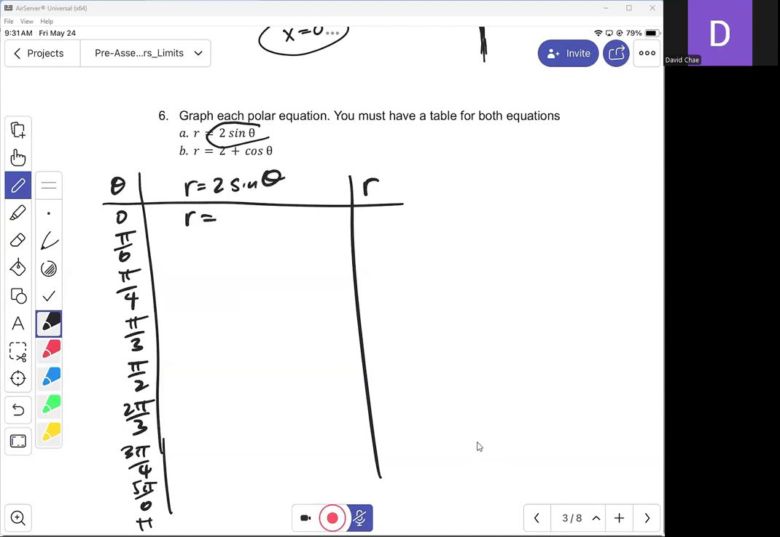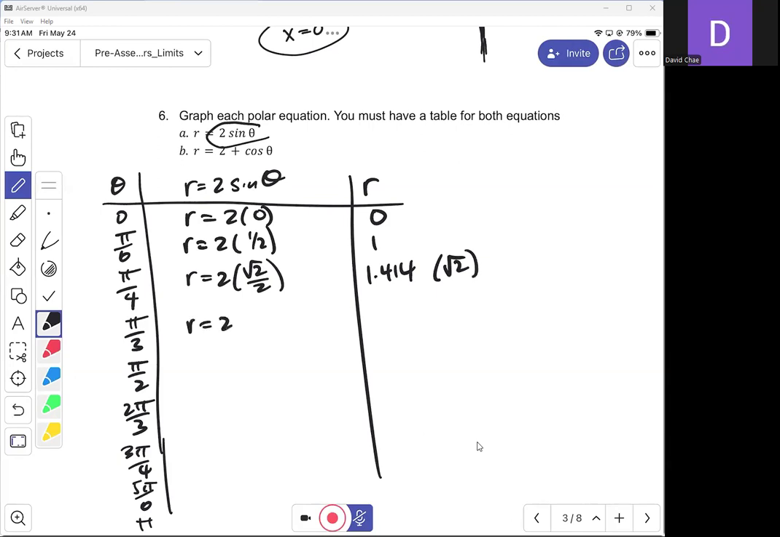So r is equal to 2 times, remember at 0, sine of 0 is 0, 2 times 0 is 0. Then r is equal to 2 times the sine of pi over 6, which is 1/2. 2 times 1/2 is 1. Then it's pi over 4, so r is equal to 2 times radical 2 over 2. Cancel out the 2's, radical 2 is 1.414. Or you can put radical 2, but remember we're graphing this, so that's why you want to put it in decimal.